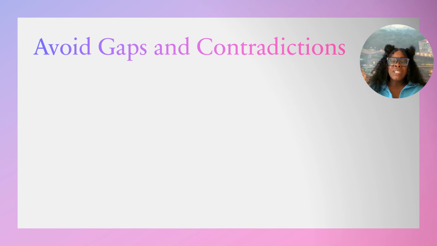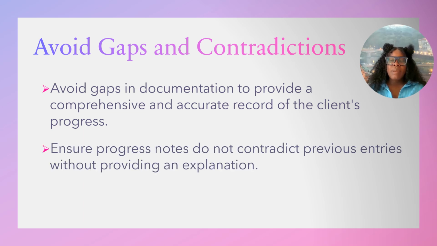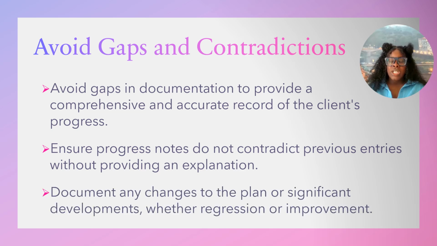Being clear and concise in our documentation includes avoiding contradictions or gaps. Therefore, when there is a change that varies from previous interaction, an explanation should be provided to clear up any contradictions with entries before. These could be changes in the plan or significant developments, regardless if they are negative or positive. Notating the explanation of the change assists with the accuracy of client records. Let's go ahead and take a look at an example that wasn't so great.